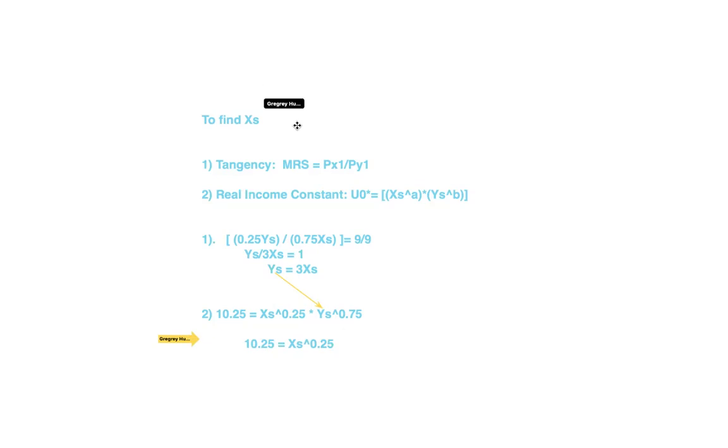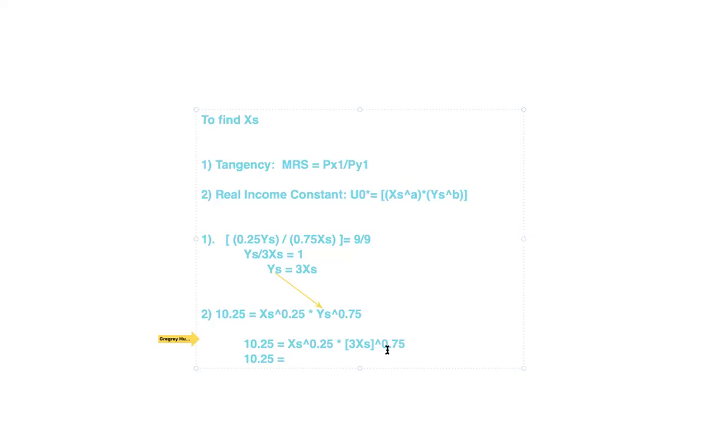So our YS, we know, is 3XS, right? So we just plug that in there, raised to the 0.75. And this is the reason why everybody likes the Cobb-Douglas so well. It looks like this is going to be a pain because you have these fractional exponents. But guess what? It works out really nicely, because the algebra is not as hard as you might have initially guessed.